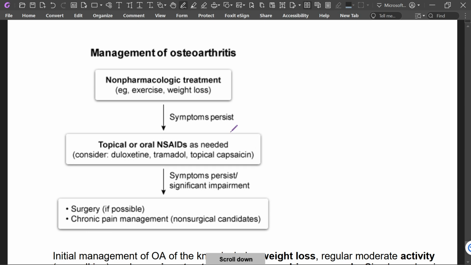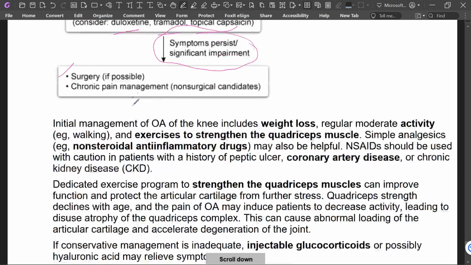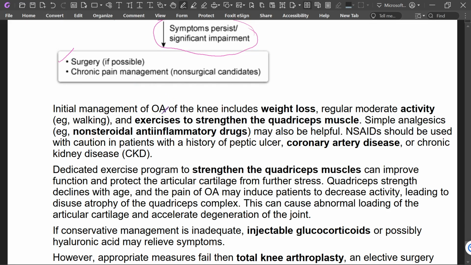Osteoarthritis management: non-pharmacological, exercise and weight loss. If symptoms persist, topical or oral NSAID, and consider duloxetine, tramadol, and topical capsaicin. If symptoms persist, surgery if possible, and chronic pain management.